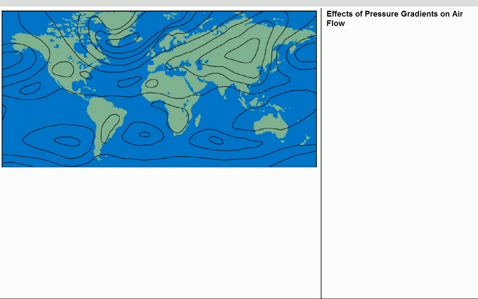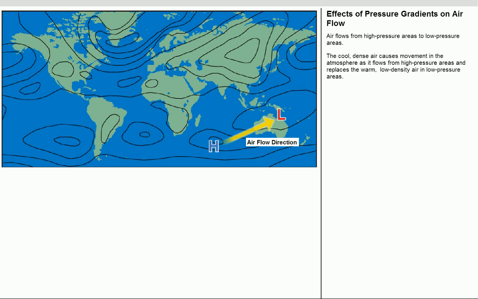In addition to using the isobars in weather charts to identify areas of atmospheric pressure, you can use them to identify wind strength. Remember that air flows from high pressure to low pressure areas. The cool, dense air causes movement in the atmosphere as it flows from high pressure areas and replaces the warm, low density air in low pressure areas. The strength of the atmospheric circulation, or wind, depends on the strength of the pressure gradient, which is a change in pressure over a distance.